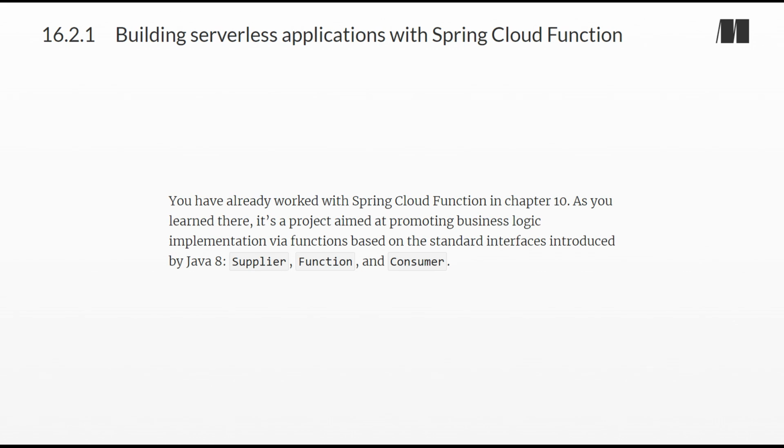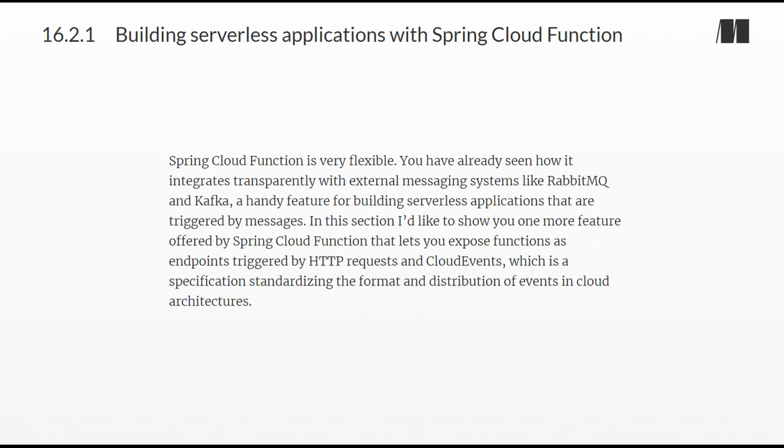Section 16.2.1, Building Serverless Applications with Spring Cloud Function. You have already worked with Spring Cloud Function in Chapter 10. As you learned there, it's a project aimed at promoting business logic implementation via functions based on the standard interfaces introduced by Java 8: Supplier, Function, and Consumer. Spring Cloud Function is very flexible. You have already seen how it integrates transparently with external messaging systems like RabbitMQ and Kafka, a handy feature for building serverless applications that are triggered by messages.